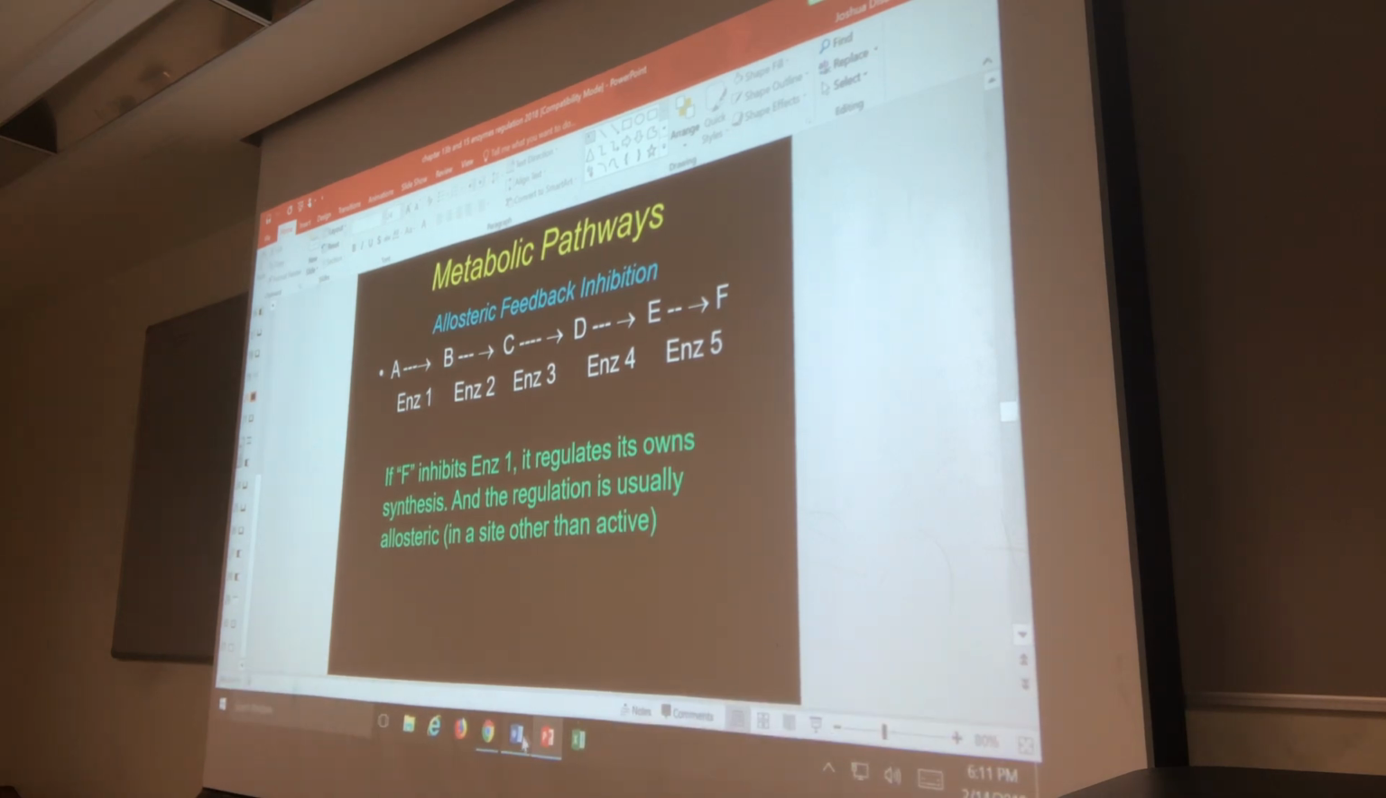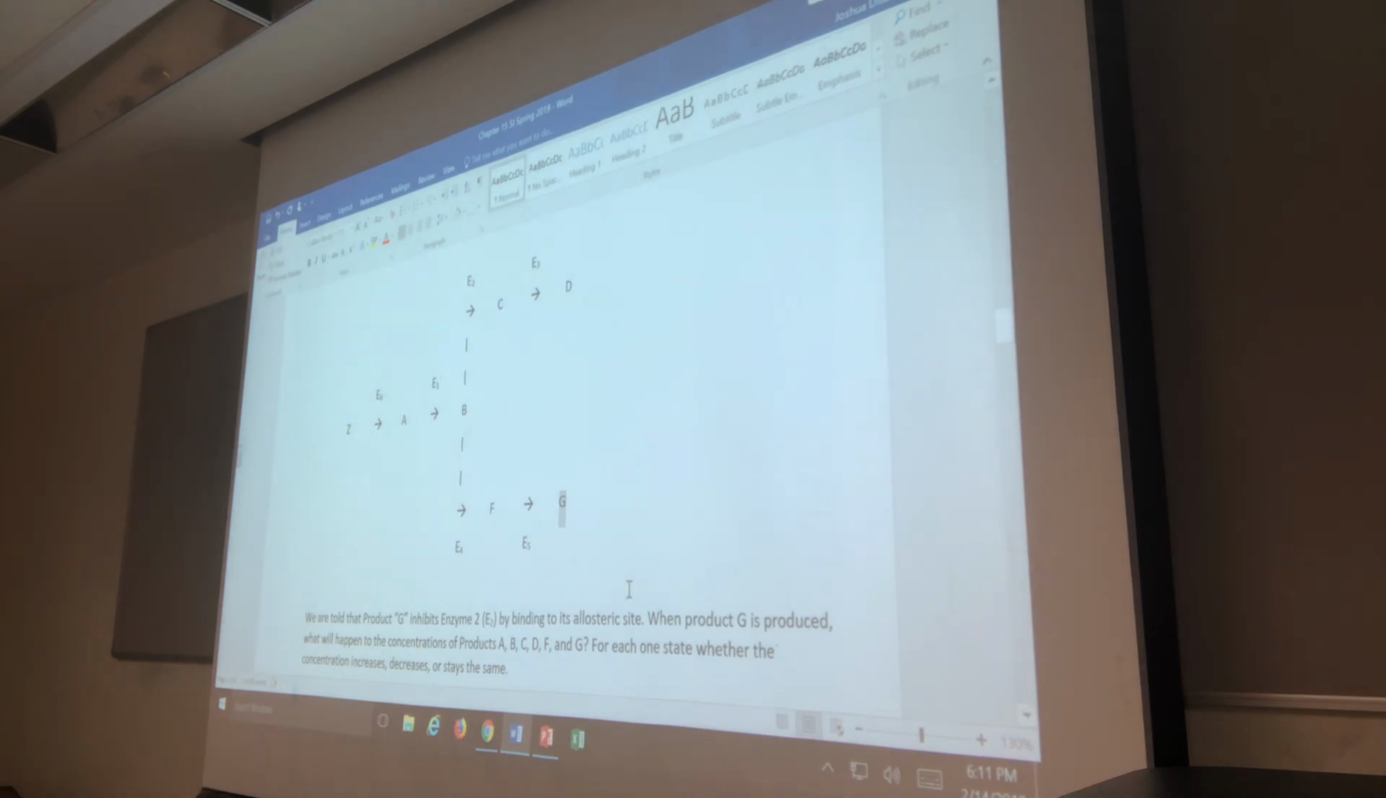In contrast with that, with our example here, this was positive feedback because what G ended up doing was shutting off this top pathway, and we found out that the amount of G actually increased. That is an example of positive feedback. The existence of the product G itself actually increases the amount of G being made.